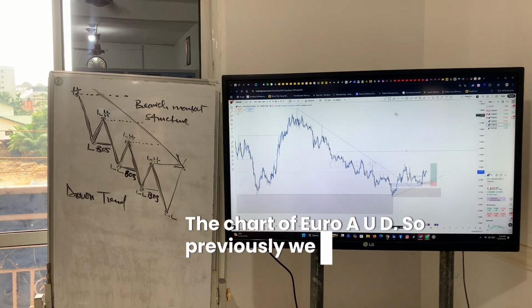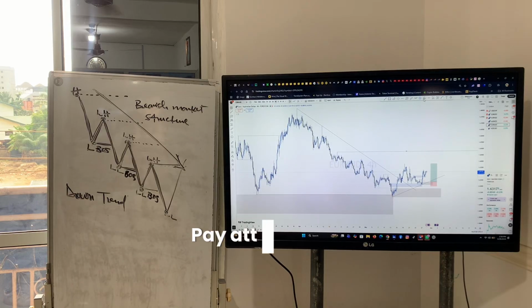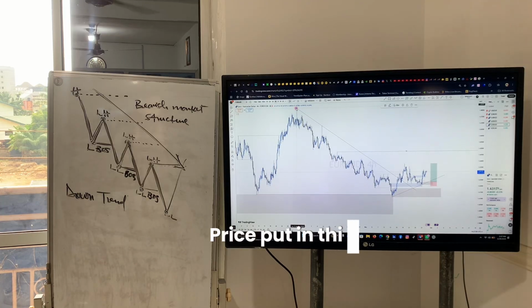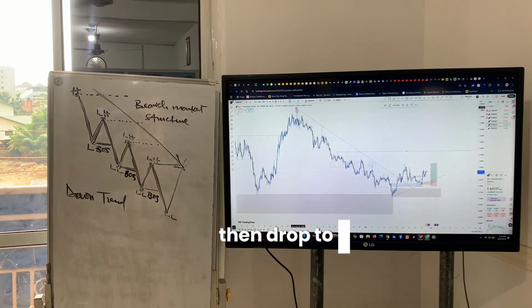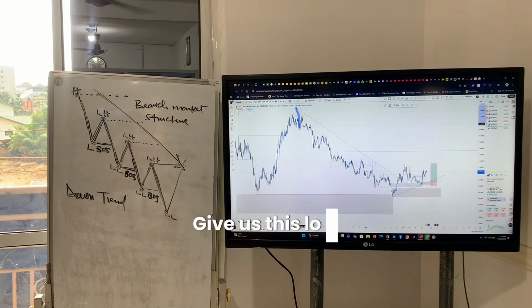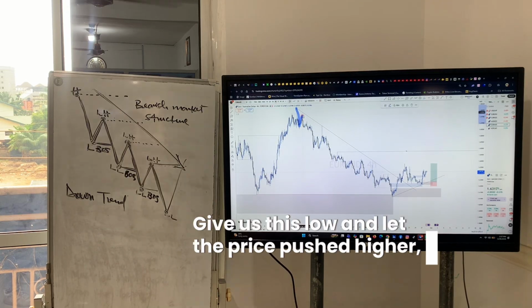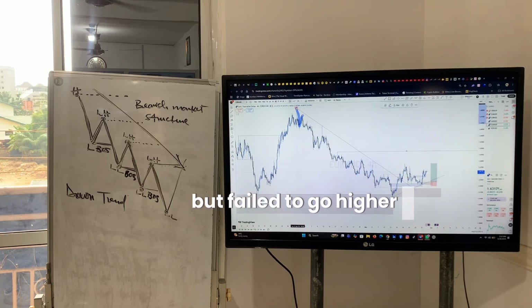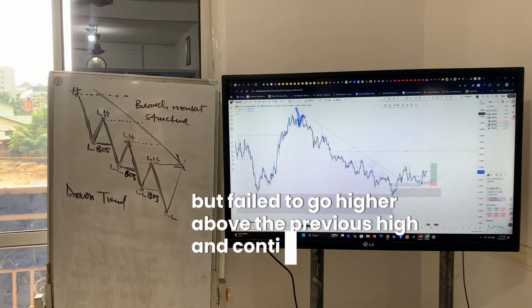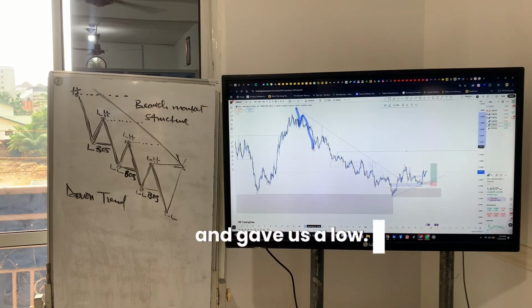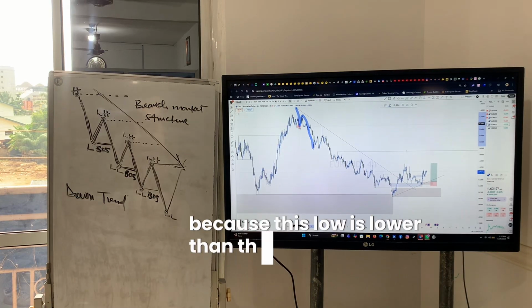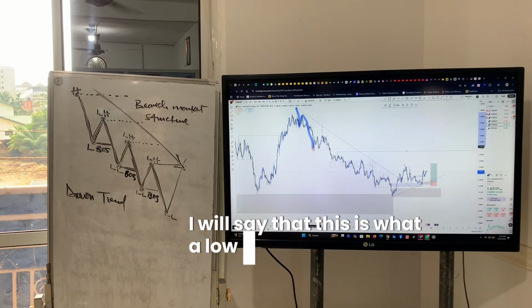So previously we have this. Pay attention. Now, price, let's start from this high. Price puts in this high, then drops to what? Gives us this low. And let our price push higher, but fail to go higher above the previous high and continue moving lower and give us a low. Now, because this low is lower than this previous low, I will say that this is what? A lower low, and this is what?